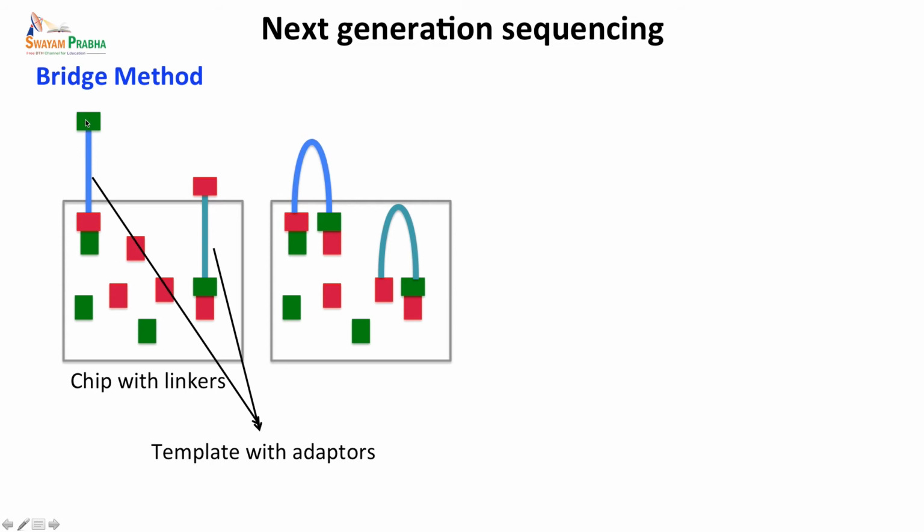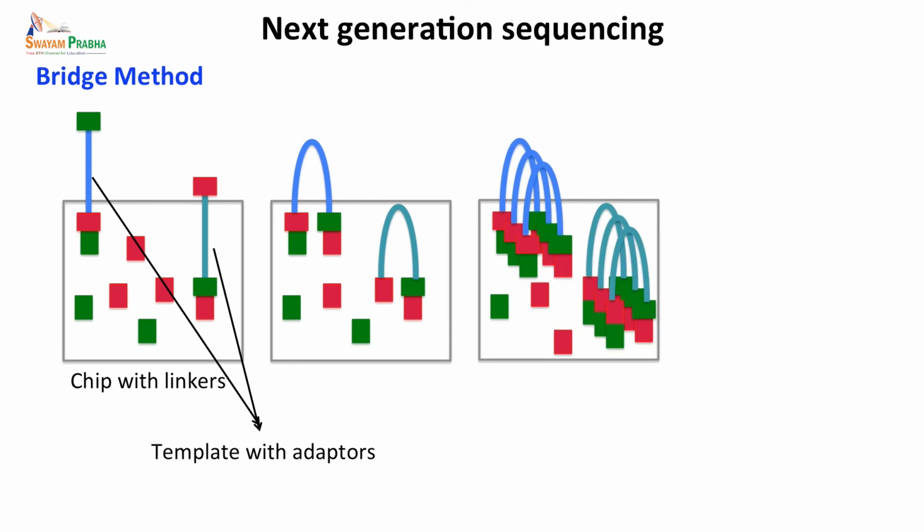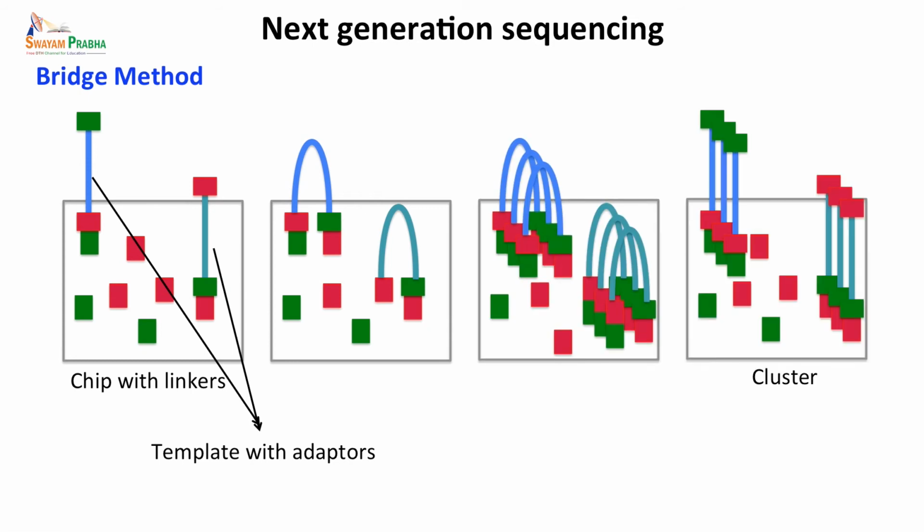Towards the end, this green one will now form a bridge with the other linker that is present on this flow cell. And again, this can be PCR amplified followed by denaturation. So as you keep on doing that, the cycle of PCR amplification and denaturation, one can generate clusters of these template DNA molecules. And so there are millions of these clusters that are generated in each flow cell.